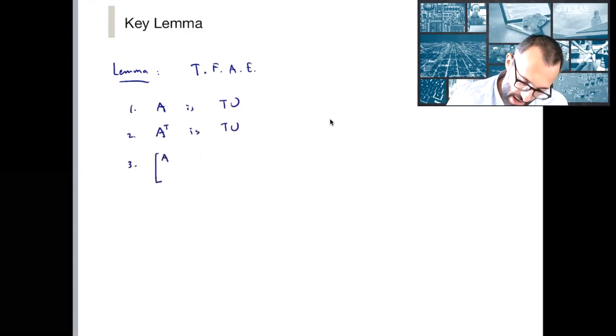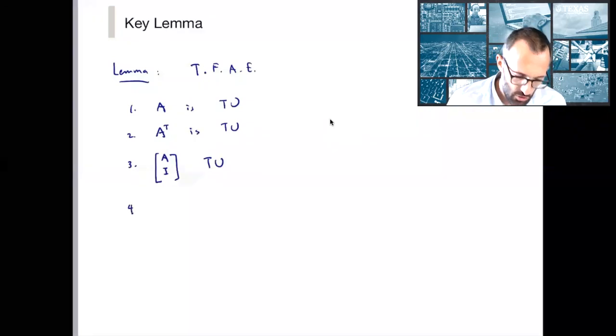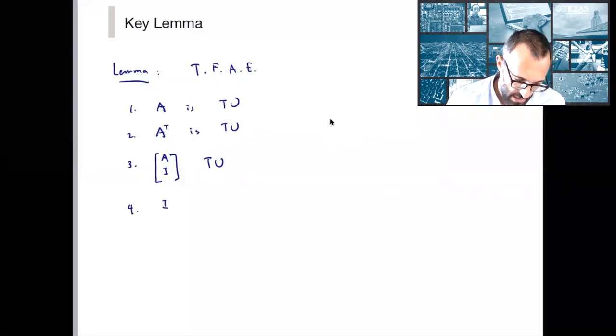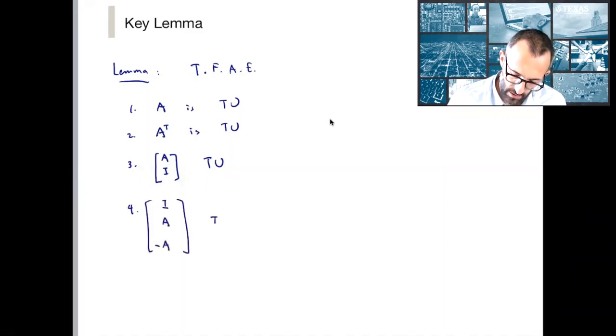If I append an identity matrix below A, then this is totally unimodular. And I can do additional things. So I, A, minus A, this matrix is also totally unimodular.